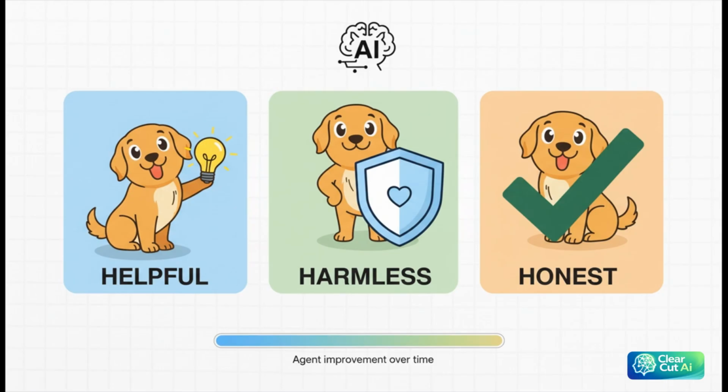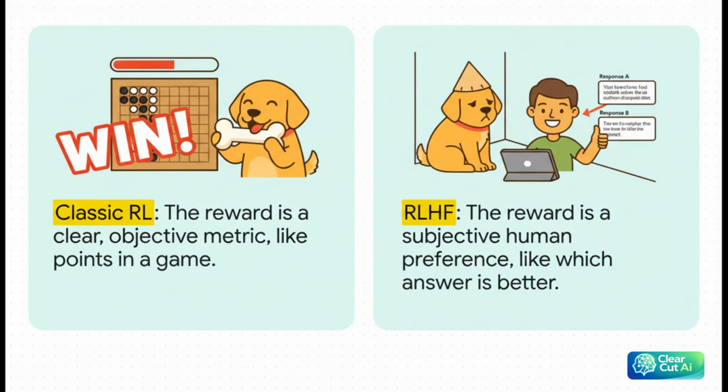And that really shows you the key shift. In classic reinforcement learning, the reward is objective. You either won the game or you didn't. Simple. But with RLHF, the reward becomes subjective. It's not about being correct, like in a math problem. It's about being preferred by a person. And that allows the AI to learn all the nuances of what we think makes a good answer.